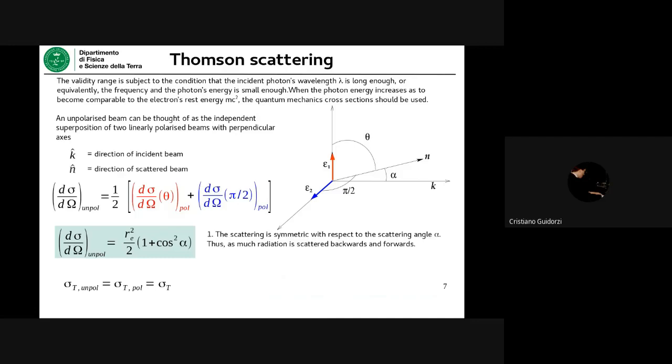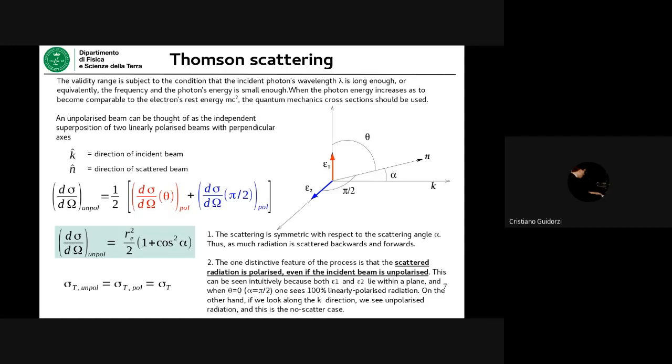A few things worth noting is that you see the dependence on alpha is symmetric with respect to the scattering angle. If you take alpha or pi minus alpha, you get the same. So there is a symmetry between backward scattering and forward scattering. And the second thing is that the property of Thomson scattering is that the scattered radiation is polarized even in the case of an incoming unpolarized wave.